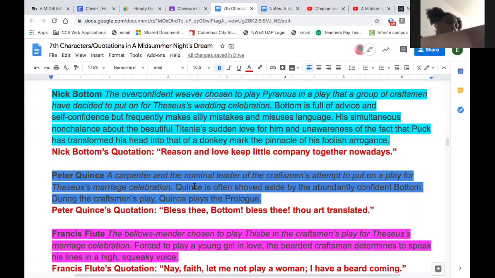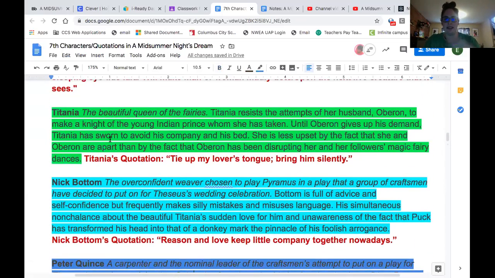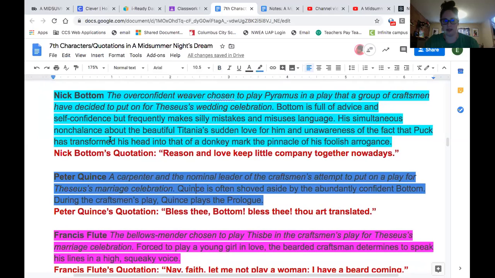So there's this play within the play. It gets a little confusing, but all three of these groups of people end up in the woods, and they all kind of interconnect in some way.